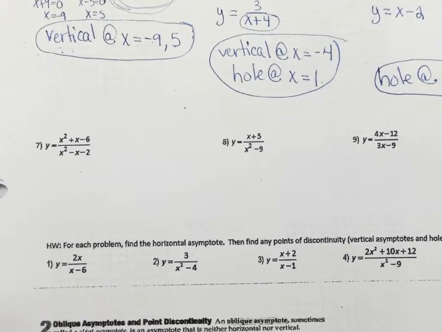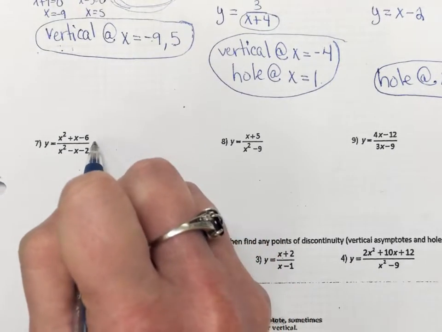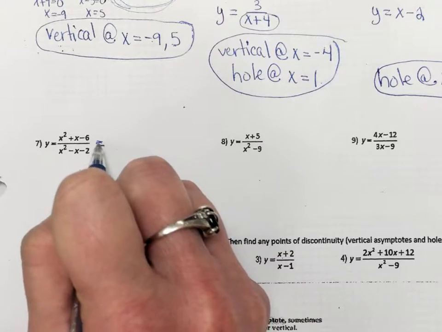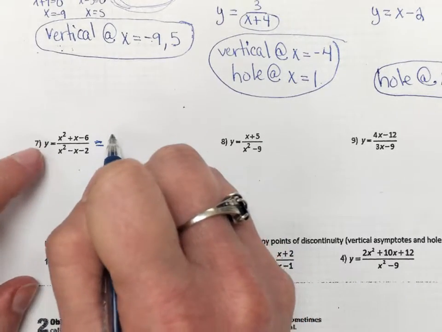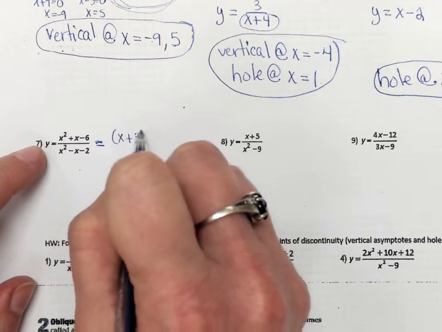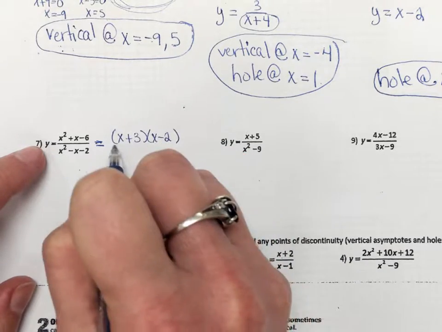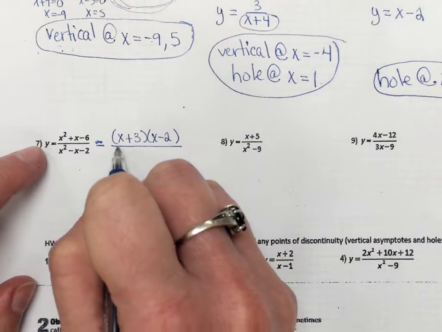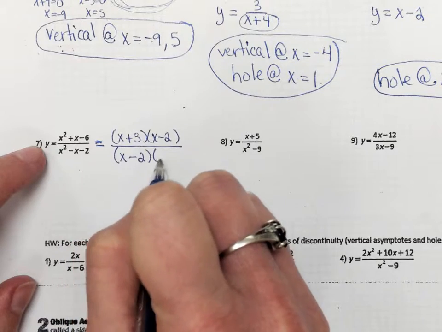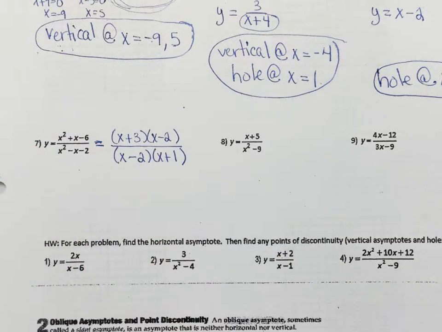Here we go. We're going to have to factor that. If I'm going too fast, all you have to do is pause the video. So if I factor that top, that would be x plus 3 and x minus 2. And on the bottom, that would be x minus 2 and x plus 1.